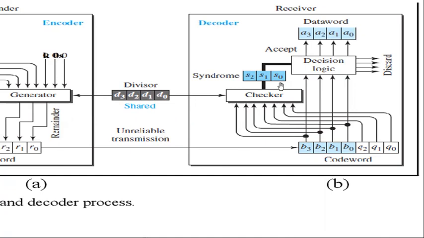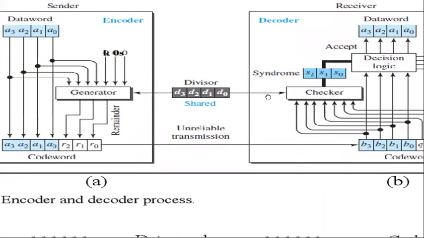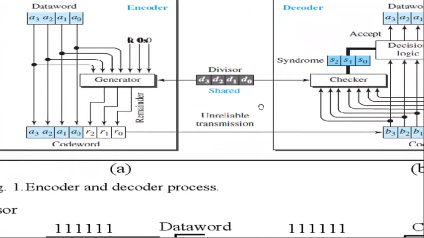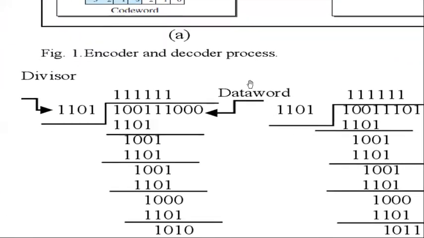Now, in the case of the checker, if it gets the remainder as 0, the remainder is basically called a syndrome over here. And if it is 0, it is accepted. If it is not 0, the data word is discarded, or the entire message is discarded. So this is with respect to the CRC encoder and decoder. Now we will see an example for the same.